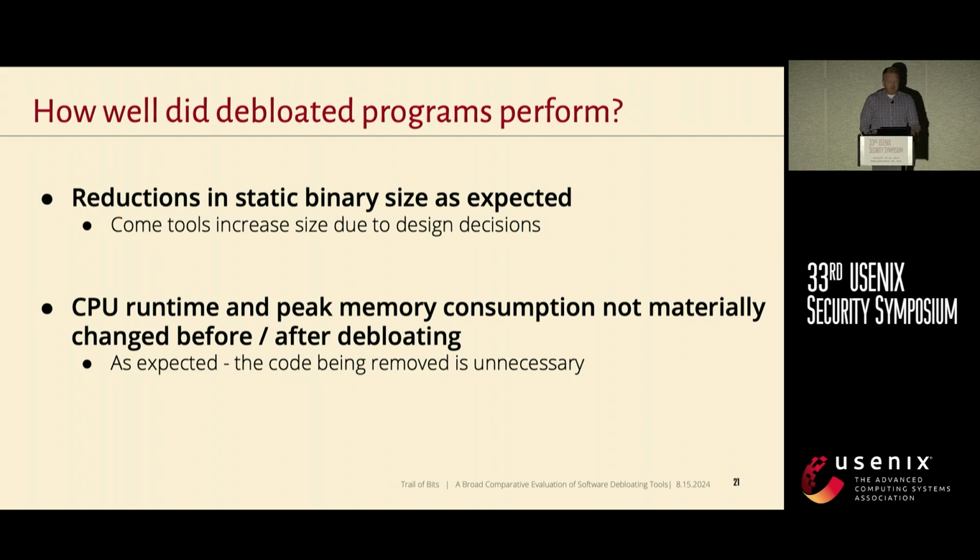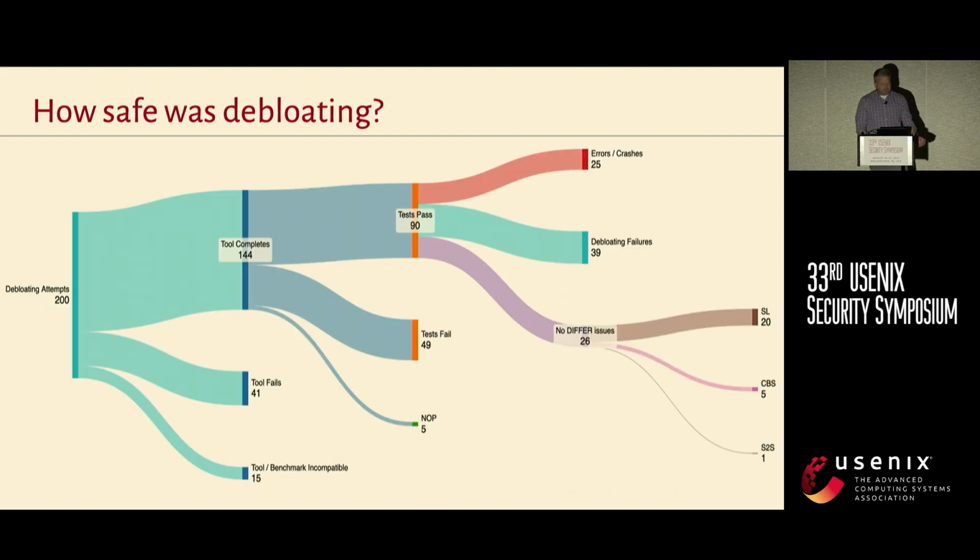One thing we did notice that was interesting is that the CPU runtime and peak memory consumption for the programs didn't materially change before or after debloating, which kind of goes against some of the performance claims that are being made, and that debloating makes the programs run better or require less memory. In reality, it really is unchanged. But that's also good news because it also means that the tools themselves, we can trust that they are mostly doing what they're supposed to, because we're only supposed to be getting rid of code we don't need.